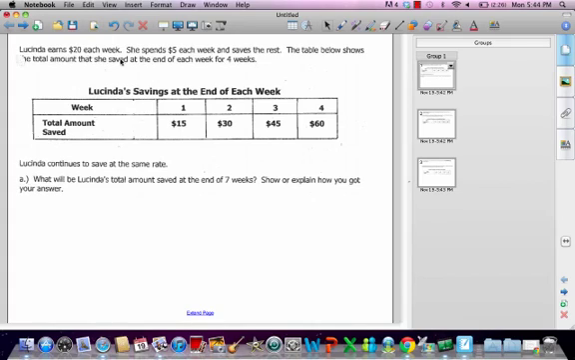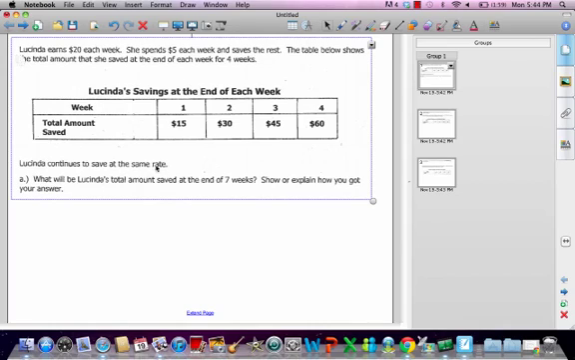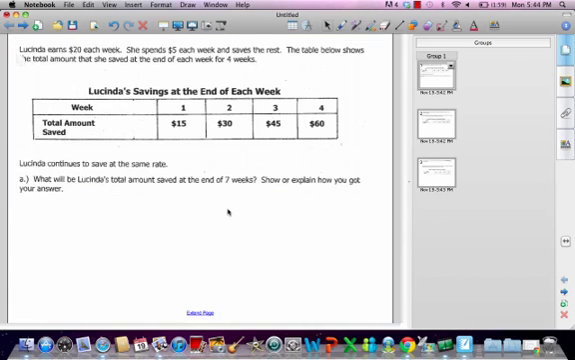Alright, Lucinda earns $20 each week. She spends $5 each week and saves the rest. The table below shows the total amount that she saved at the end of each week for 4 weeks. So Lucinda continues to save at the same rate, we're assuming that. What will be Lucinda's total amount saved at the end of 7 weeks? Show or explain how you got your answer.